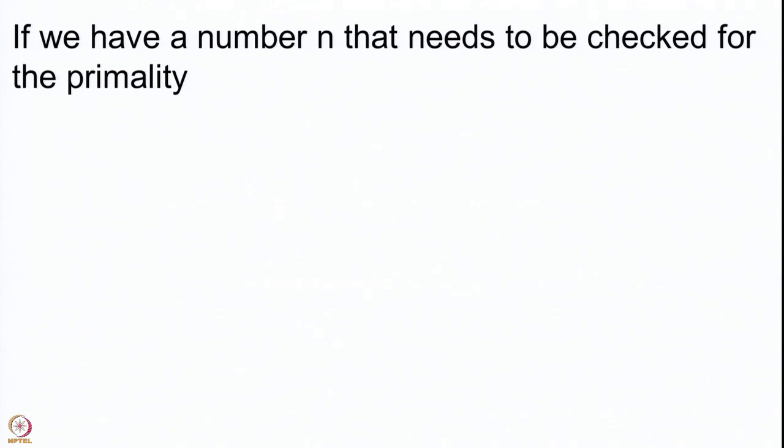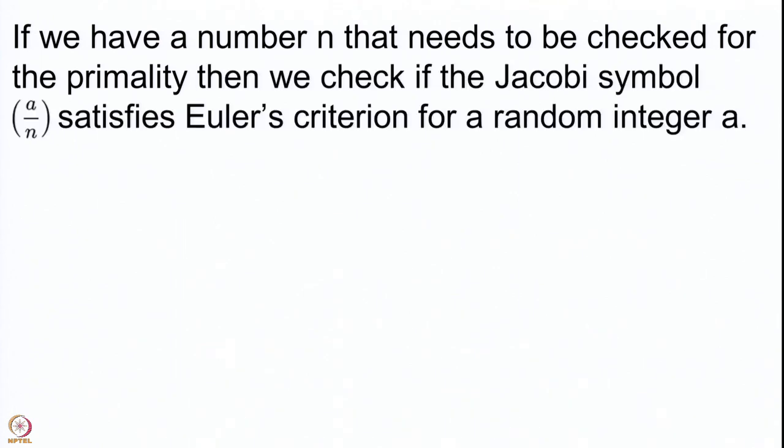Suppose you have a number n, it is a large number let us say, and you want to know whether this is a prime number. So, you want to check the primality of this natural number n. Then what you do is the following thing, that we check whether the Jacobi symbol satisfies Euler's criterion for some random integer a.